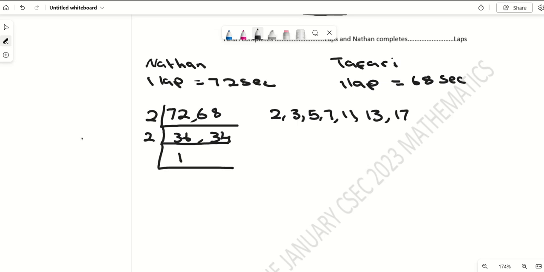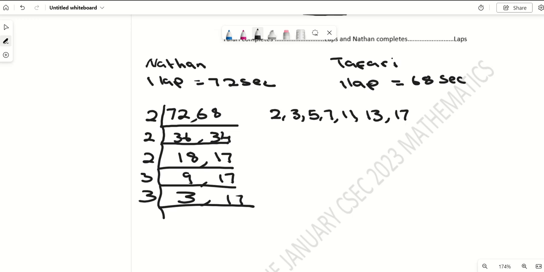That is 18 and 17. 2 could go into 18 9 times. 2 could not go into 17, so you bring down the 17. Now 2 cannot go into these numbers, so the next number we'll look at is 3. Can 3 go into these numbers? Yes, 3 could go into at least 1. So 3 could go into 9 3 times, and 3 could not go into 17, so you bring down the 17. You use 3 again, get 1 and 17. So you have 2, we use 3.